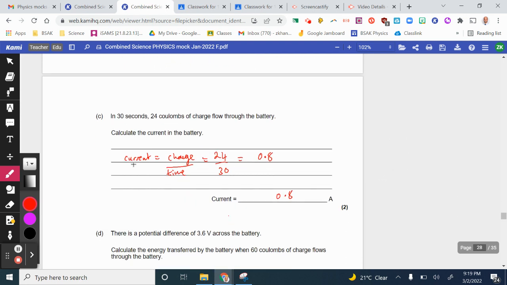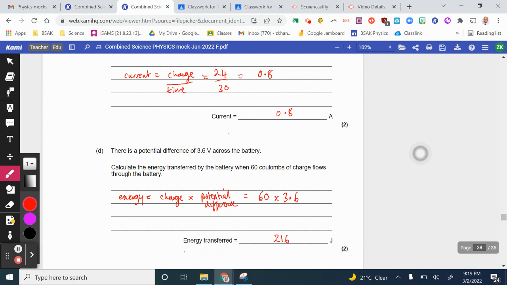And what we are trying to find in this part C is the current in the battery, providing that we've got the time and the amount of charge that is flowing through the battery. So in 30 seconds, 24 coulombs of charge flow through the battery. So what's the current? Current is charge divided by time, 24 over 30, 0.8 amps.